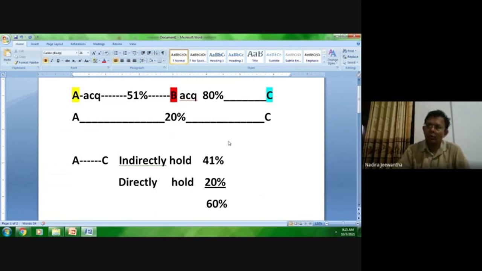Group accounts are prepared under acquisition only. When you acquire one particular company, then you become a group, and you should prepare group accounts. If it is a merger, you get a new company, so there is no group like that. Only in an acquisition do you have group accounts.